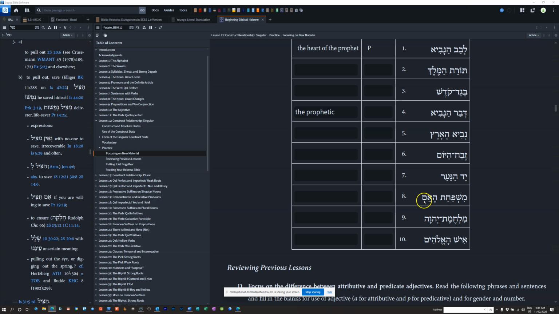If you were to try to take mother and turn it into some sort of description, you could say something like the motherly family, but I'm not sure that makes a whole lot of sense. So this would be the mother's family.